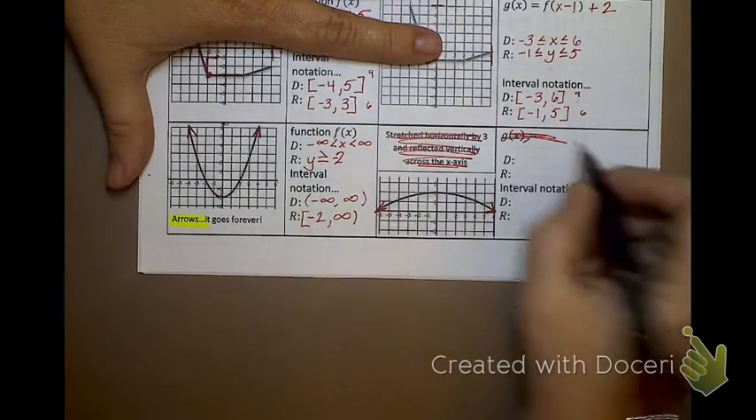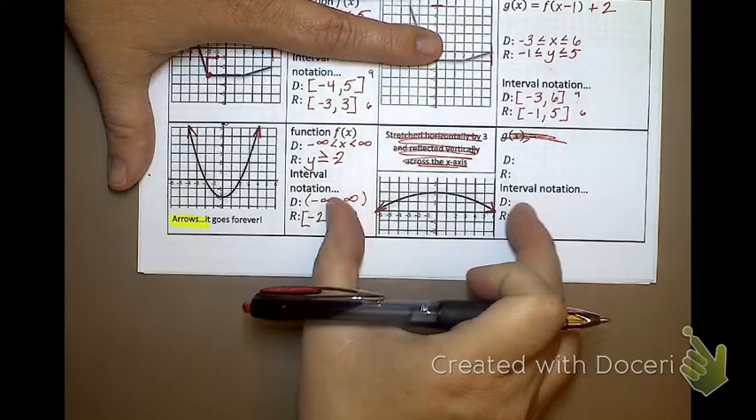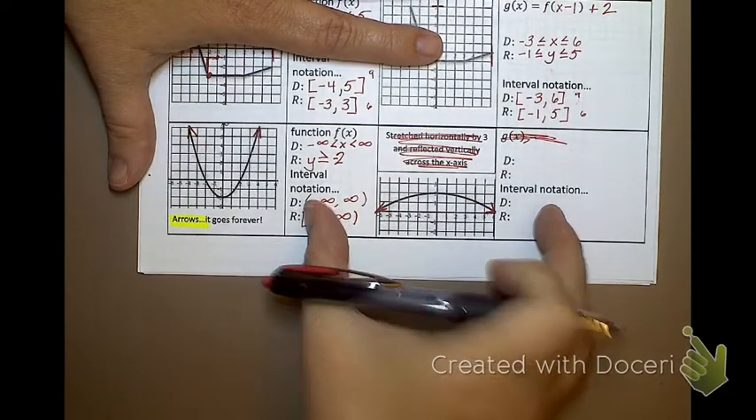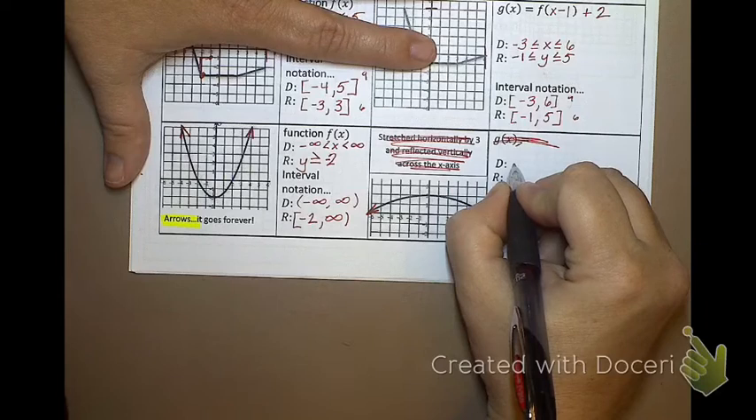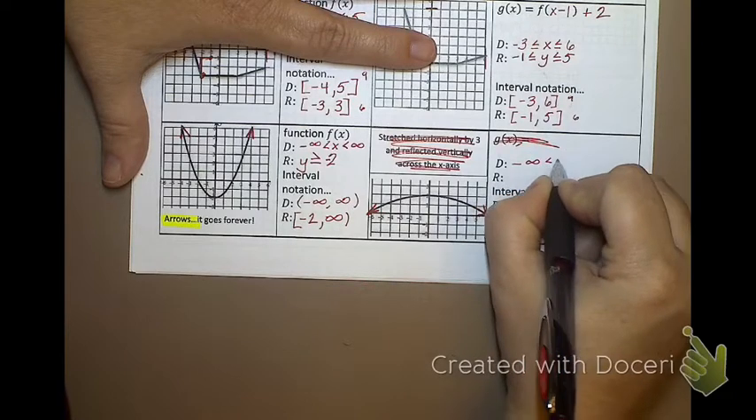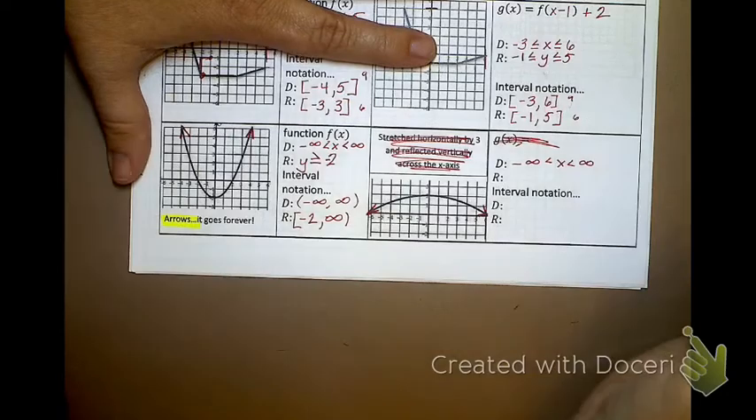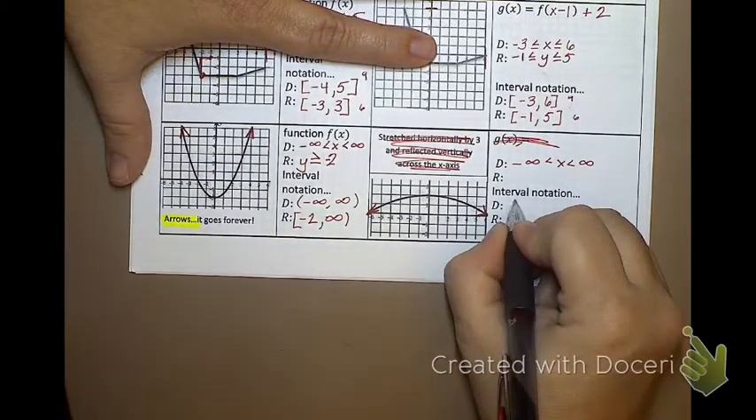What's my domain? Left to right, is there any stopping it? No? So how do I write that in inequality notation? Negative infinity is less than x is less than infinity. What does that look like in interval notation?